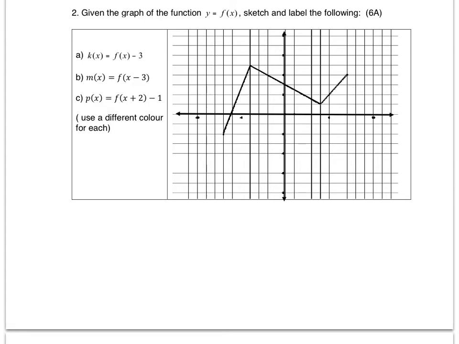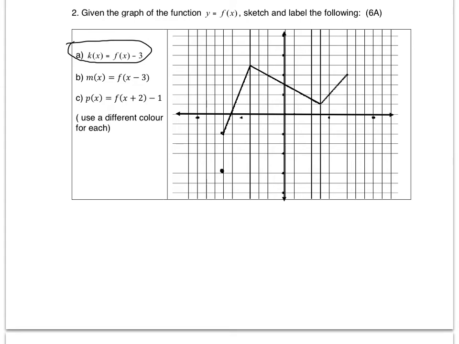So for the first one, I'm going to pick major points, and I'm going to subtract 3 from the y value. So let's start with this point here. I'm going to go 3 units down, so I'm going to get 1, 2, 3 here. This is the corresponding point.